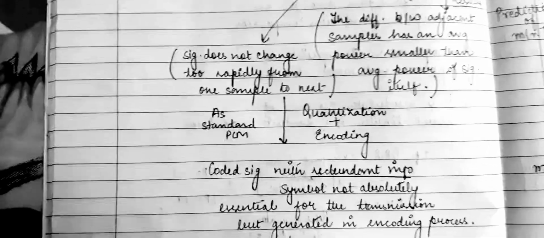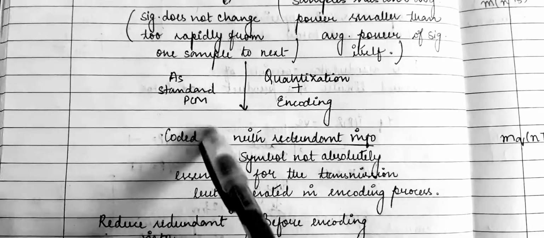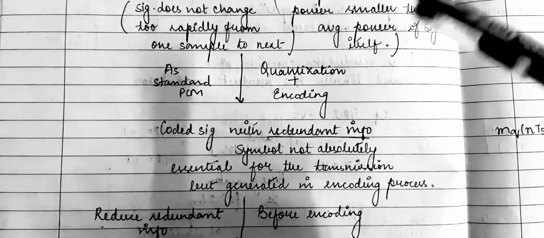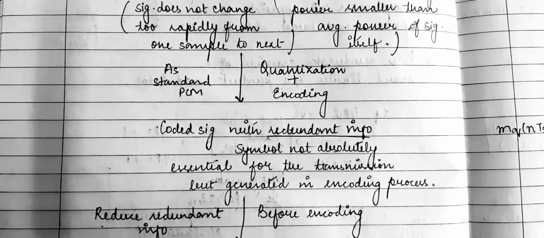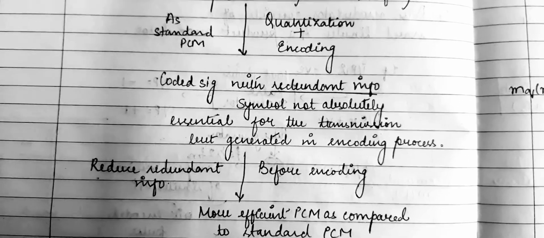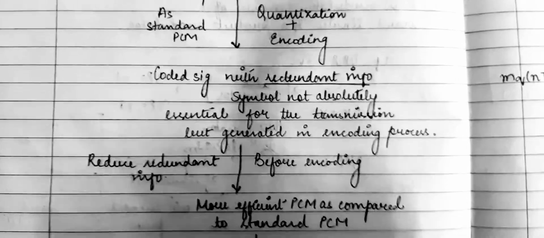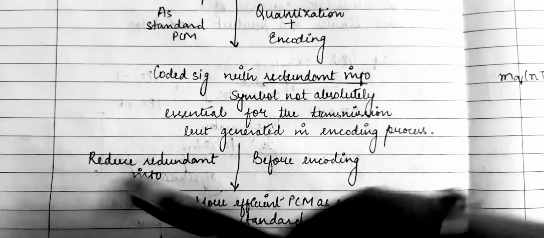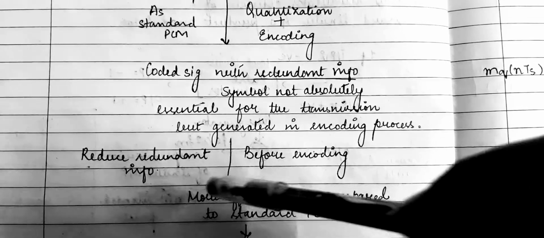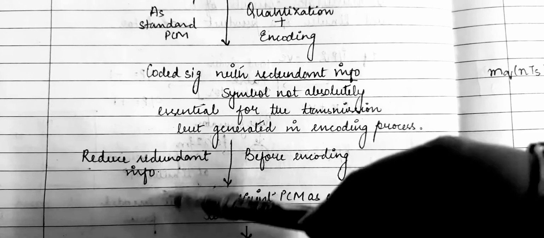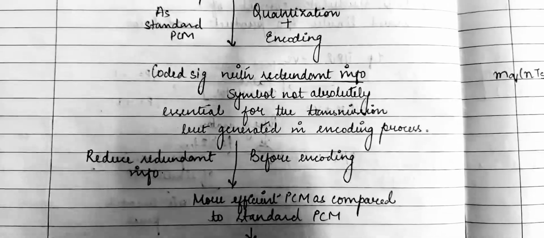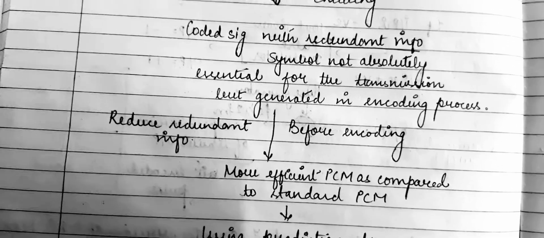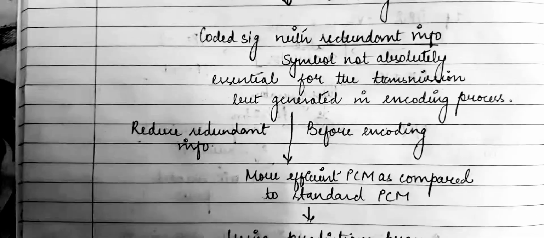Now, coming to the standard pulse code modulation, we use quantization as well as encoding. So the coded signal has redundant information symbols, not absolutely essential for the transmission but generated in the encoding process. So, to remove the redundant information before encoding, this is more efficient compared to your standard PCM. For this we use a prediction process that is known as your differential quantization scheme.